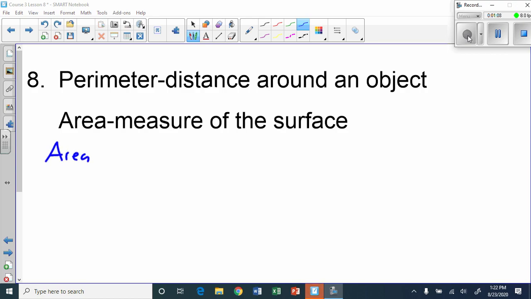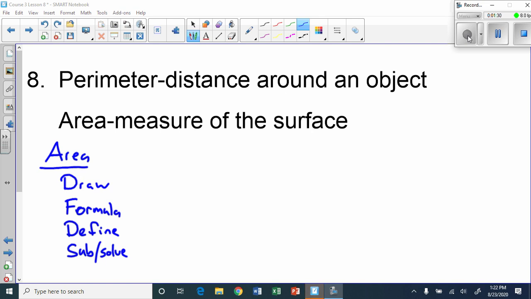Let's look real quick at what I'm going to want to see you do for area. In order for you to do area, I want you to draw the picture first. I want you to put the formula. I want you to define your variables. And then I want you to substitute and solve. We're going to start with rectangles.